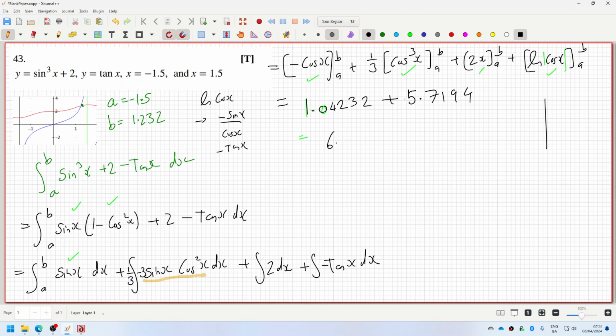That doesn't really help. 6.762. Minus cos plus 1/3 cos cubed plus 2 times x plus log cos 1.04. Okay. And then minus 1.5. 5.719. Right, let's check what it says in the software here.